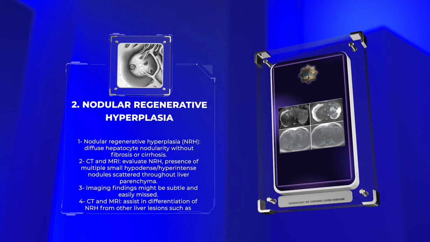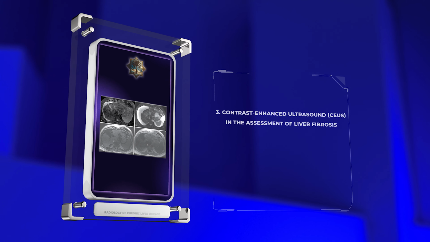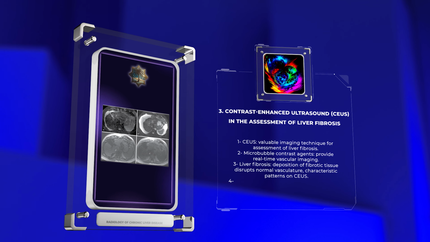Furthermore, these imaging modalities can assist in the differentiation of NRH from other liver lesions such as metastases or hepatocellular carcinoma. CEUS is a valuable imaging technique for the assessment of liver fibrosis. It involves the injection of microbubble contrast agents, which provide real-time vascular imaging.